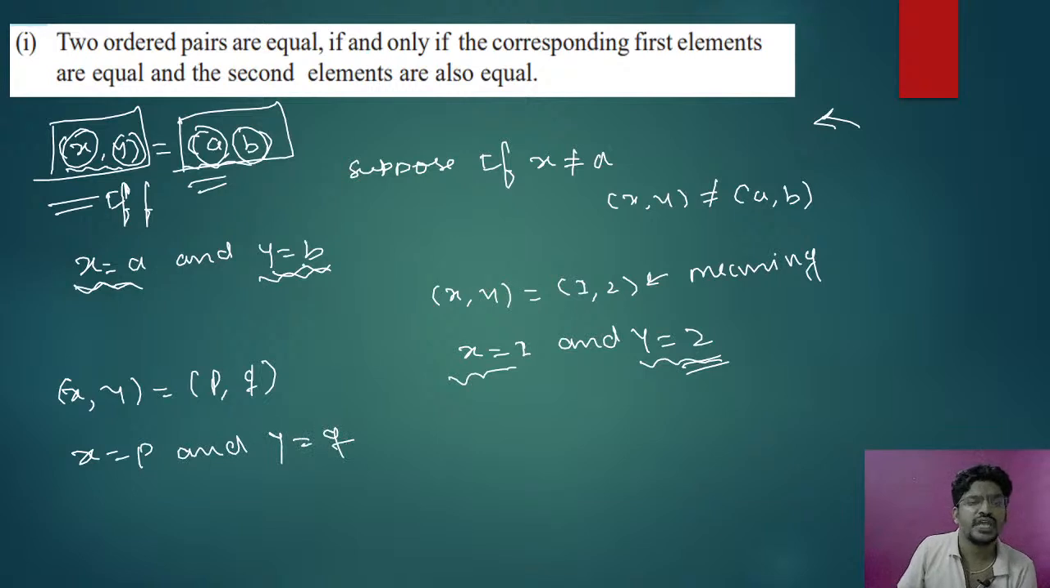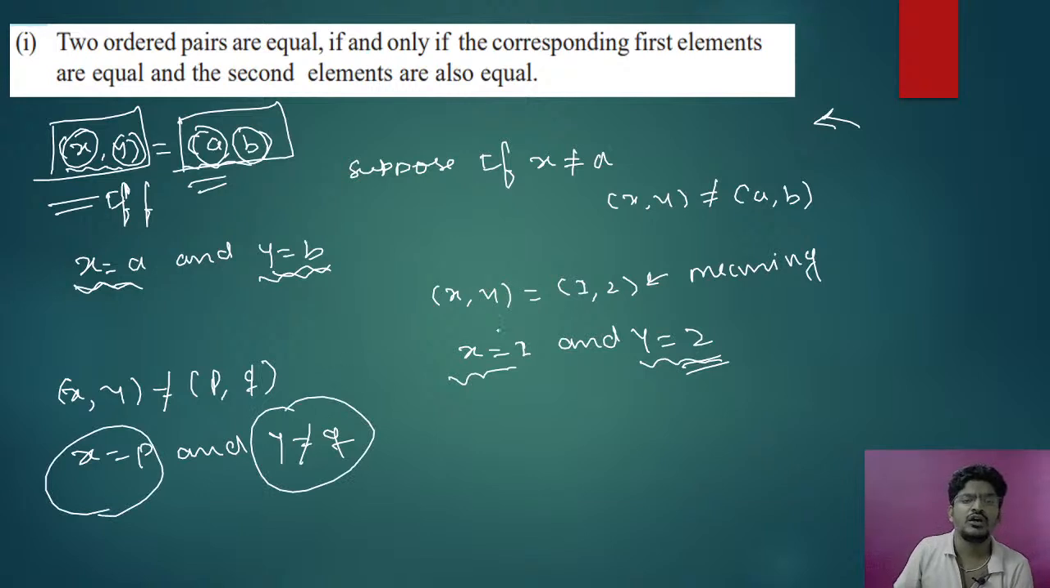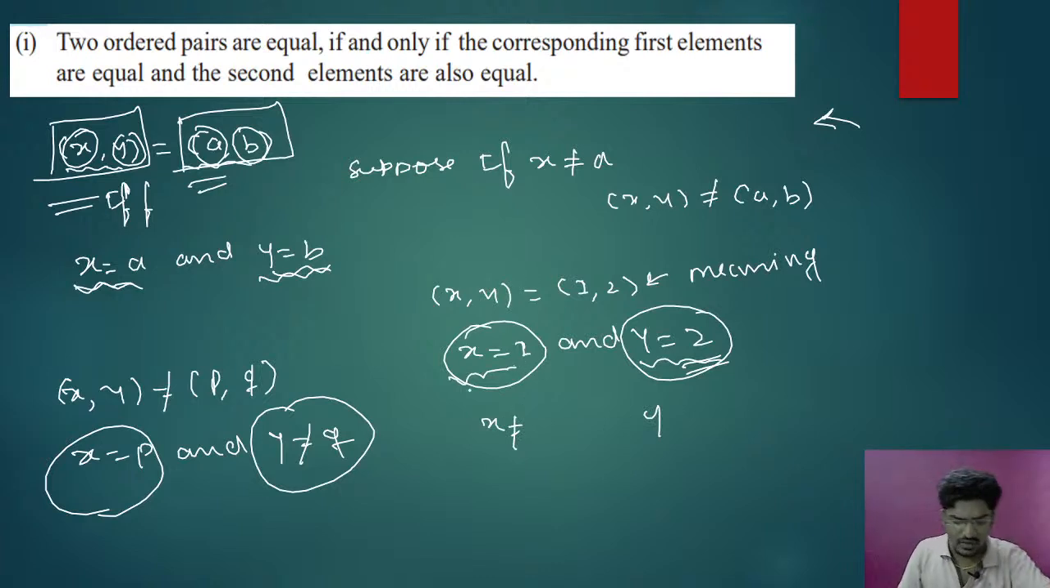Okay, suppose any one of this, x is equal to p but y is not equal to q, then also (x, y) is not equal to (p, q). Both the elements must be equal. Please remember, both the elements must be equal. If one of this, either x or y, is not equal, means it is not equal. If both the elements are equal, then only they are going to be equal. The corresponding elements must be equal. Then only we say that two ordered pairs are going to be equal.